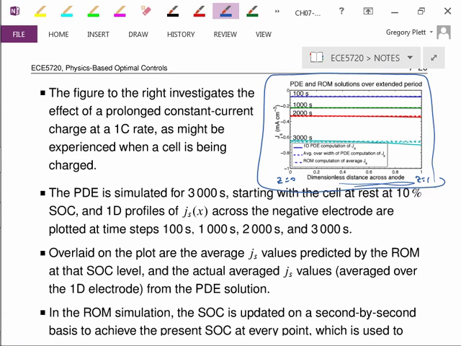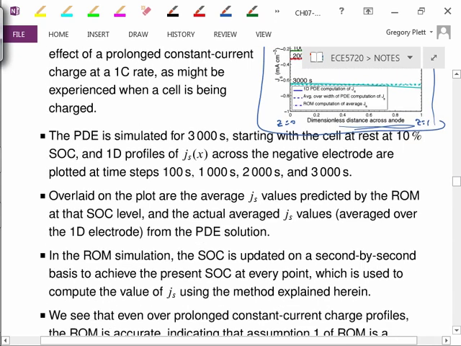After 1,000 seconds, they're hard to discern. At 2,000, a little difference. At 3,000 seconds of constant charging, starting at 0% SOC, we can begin to detect some difference between the spatially dependent 1D model and the reduced order model, but it's really, really small differences. And the difference between the two averages is, in fact, hard to tell apart. So even after 3,000 seconds of not being at rest, this reduced order model gives really good results for these parameters.